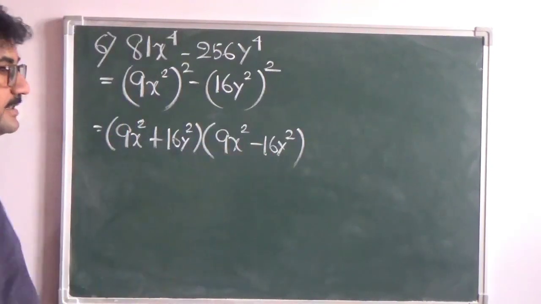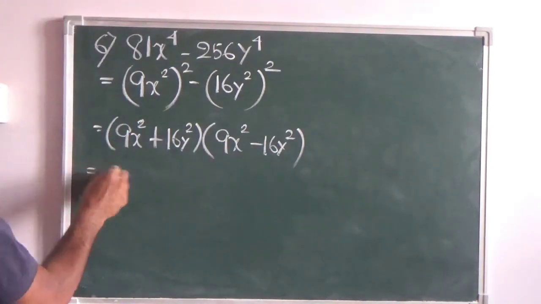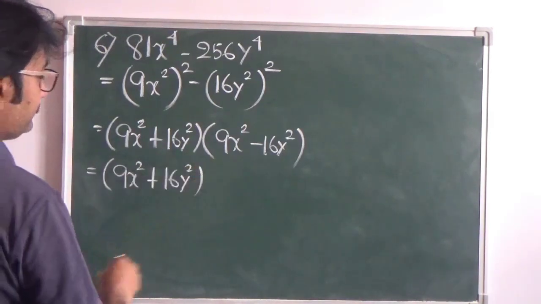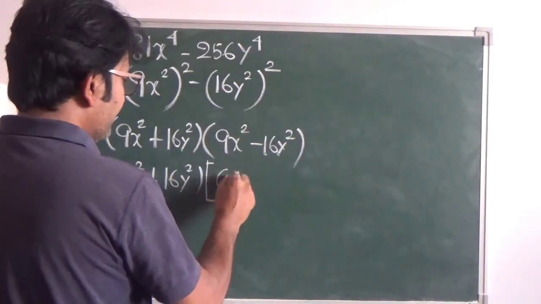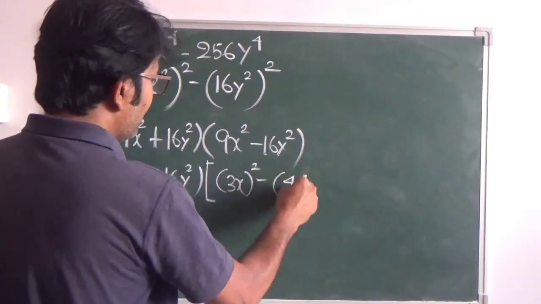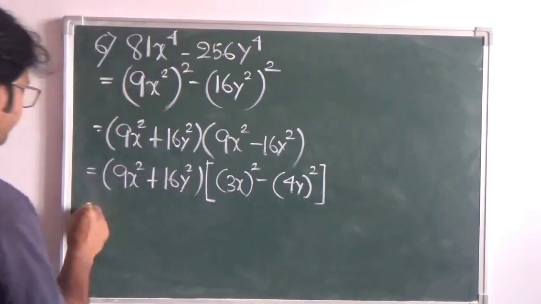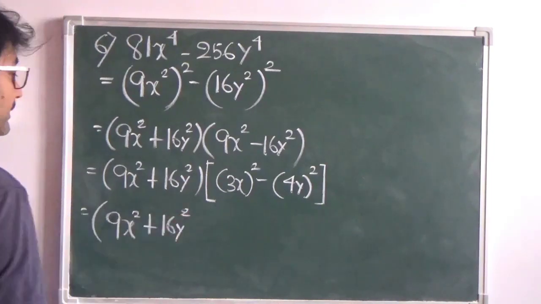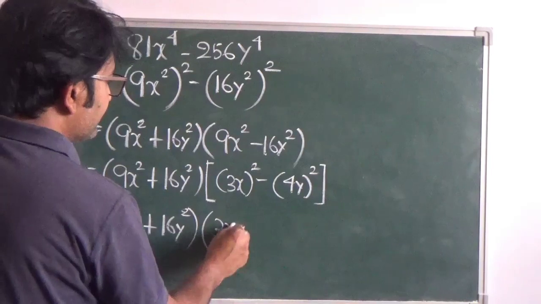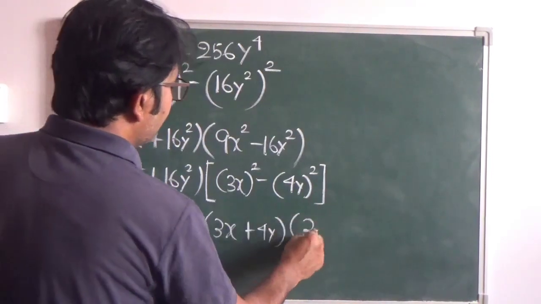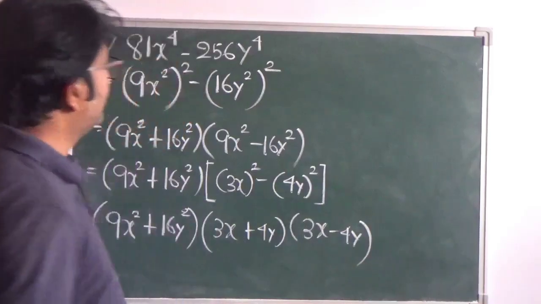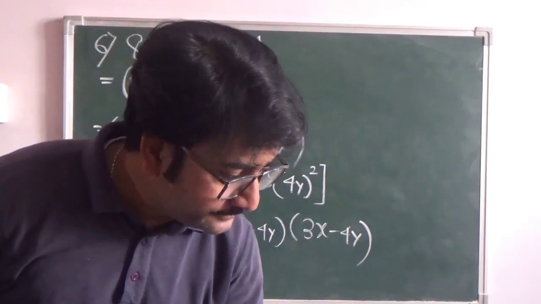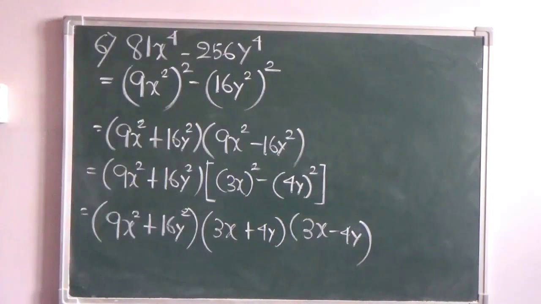Now 9x square minus 16y square can be expressed as a difference of two squares. 9x square can be written as (3x) whole square, and 16y square as (4y) whole square. So this will be (3x plus 4y) into (3x minus 4y). Okay. Now we move on to the next question, that is question number 7.